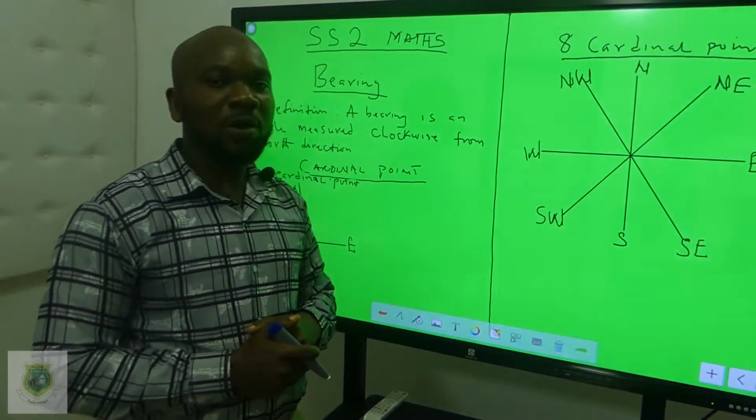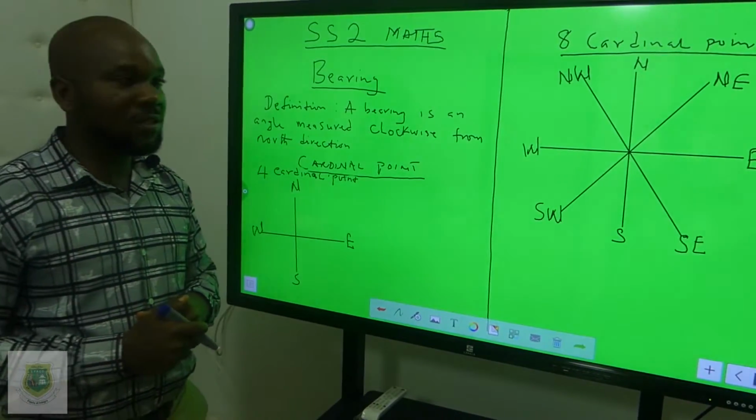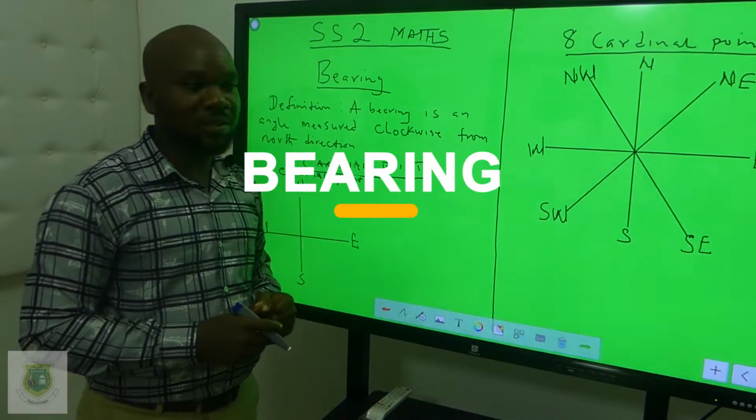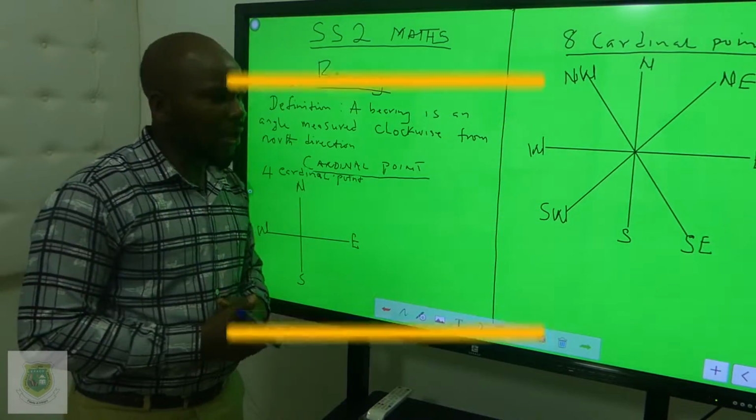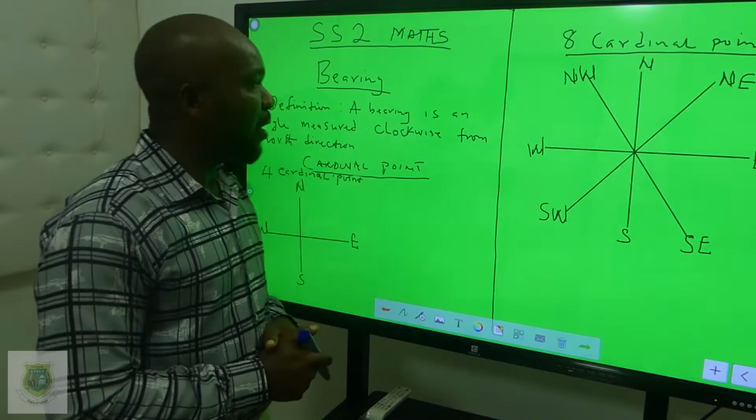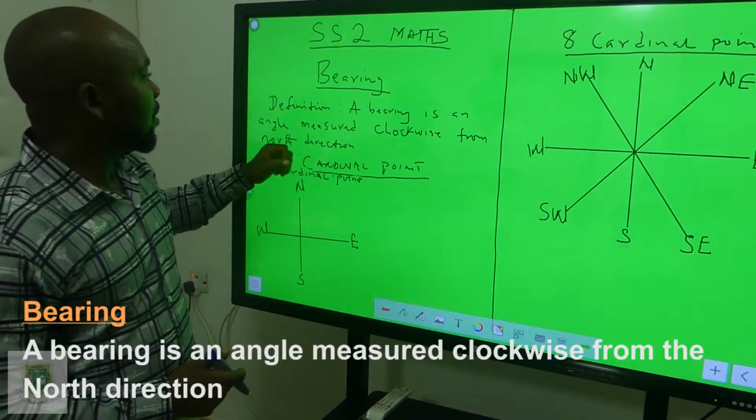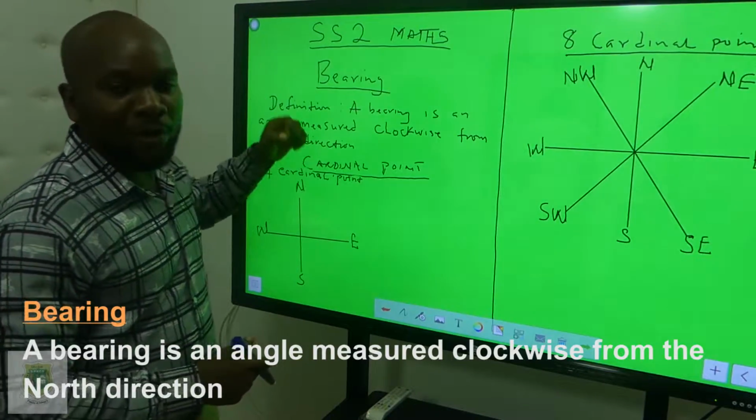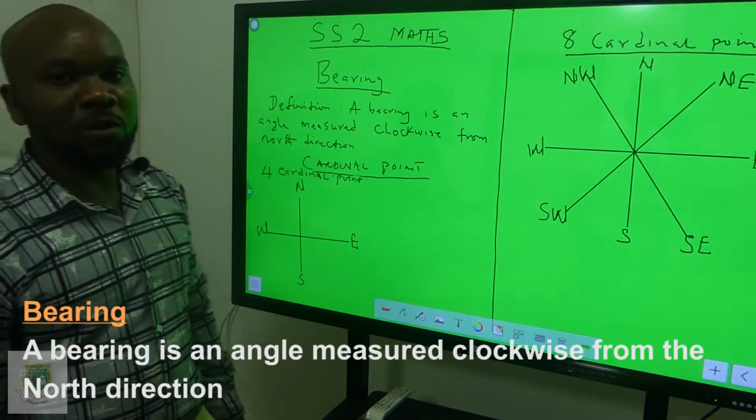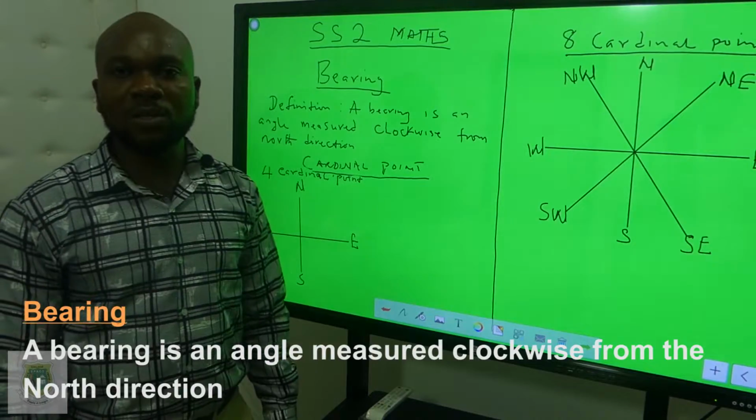In this first week, we are going to look at one important topic: bearing, in mathematics. What is bearing? Look at what is on the board. Bearing is an angle measured clockwise from the north direction.